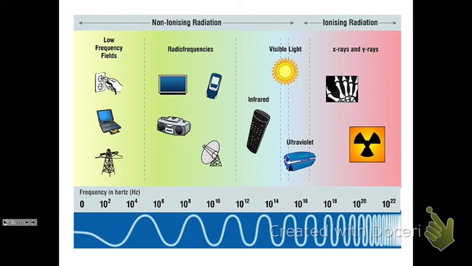What about the sun? The visible light region from the sun is not ionizing, but the ultraviolet rays coming from the sun are ionizing.